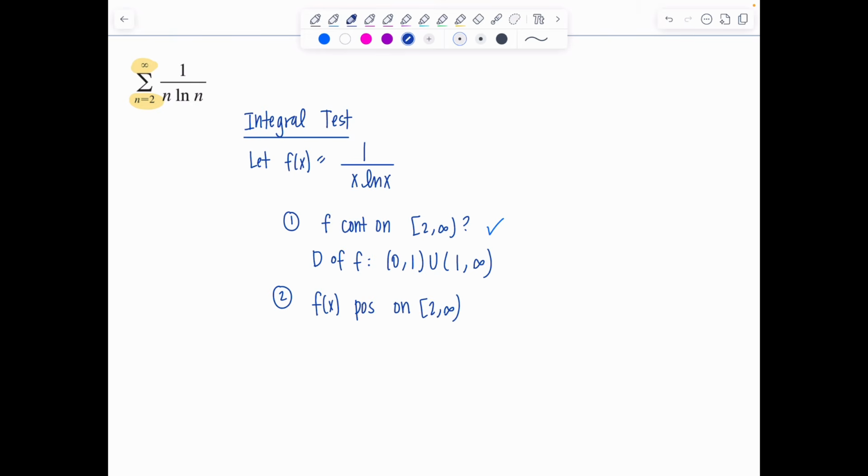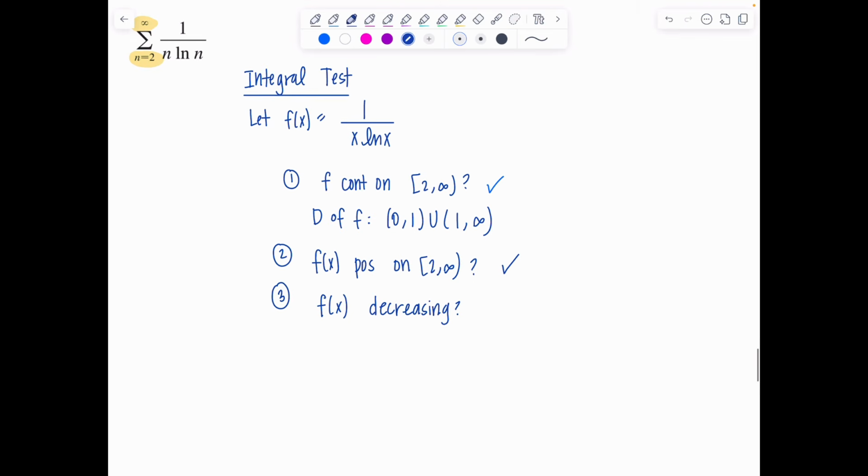Okay, next I need to check, is f of x positive on 2 to infinity? This one you don't really have to do a whole lot. Just sit there and think about it. If you plug in anything from 2 to infinity, yes, my function will be positive. You just put a check mark. 3, you want to check, is f of x decreasing? So we're going to take f prime of x.